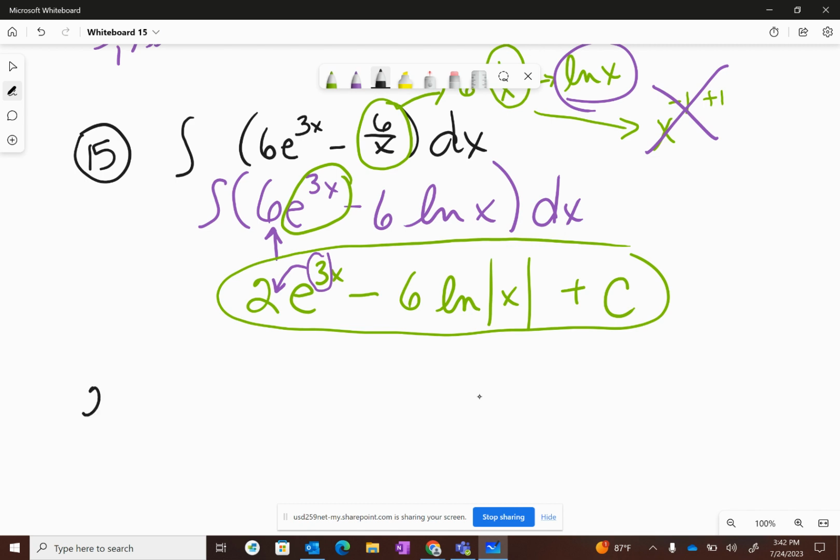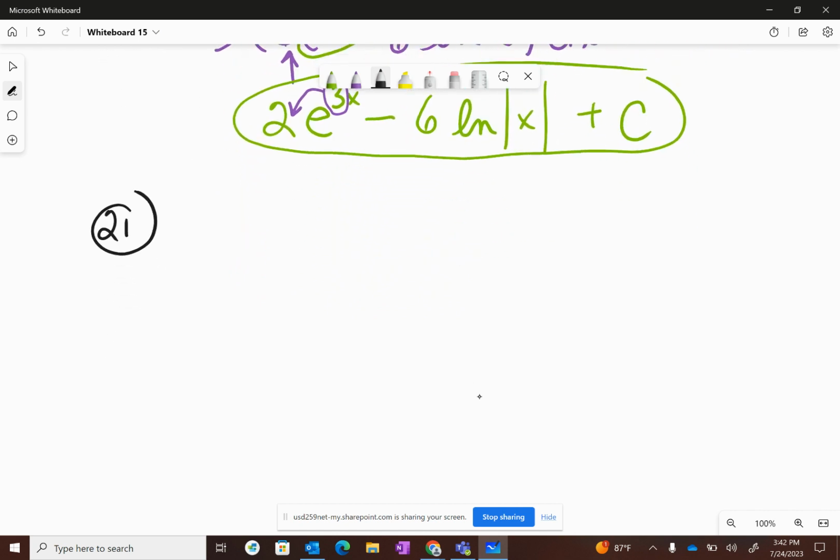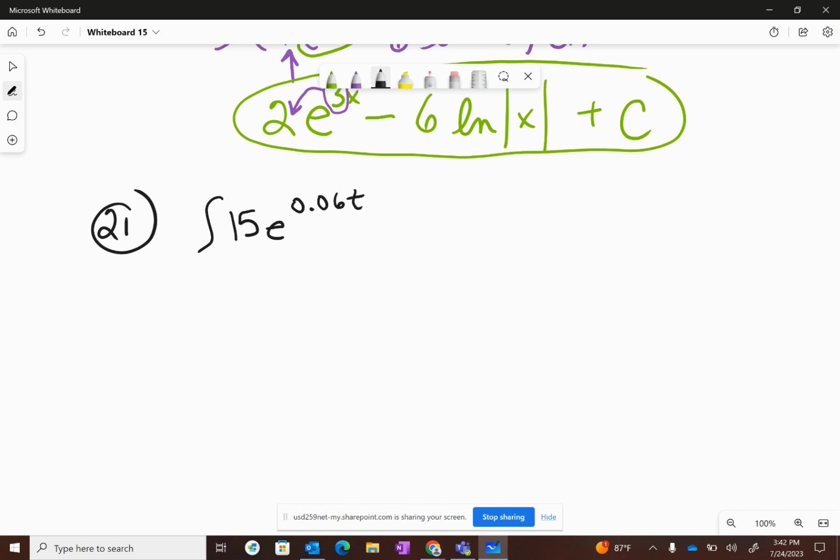After 15, we jump to 21, which I believe is a word problem, and I'm not going to read it. You have it. Basically, what we have to think about is this equation that they give us. And I think they want us to write the equation. So basically what we're doing is we're going to integrate this because of the symbol, but we have to find out what the c is, so that we have the full formula that we need to use to solve part B.